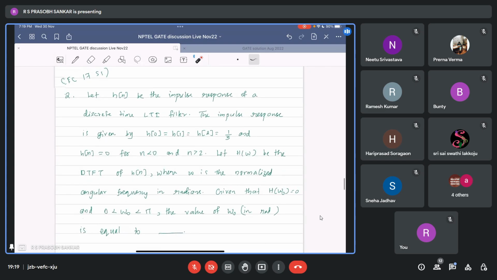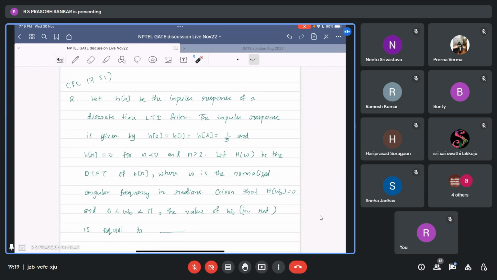That's the question. This is kind of related to what we did before. In the previous question, we were asked to choose the coefficients a and b so that the output y of n is always 0. Now for this question, the impulse response is already given, h of 0, h of 1, h of 2. We need to find the value of omega naught for which H of omega naught equals 0. That's the idea. So any doubts in this question?